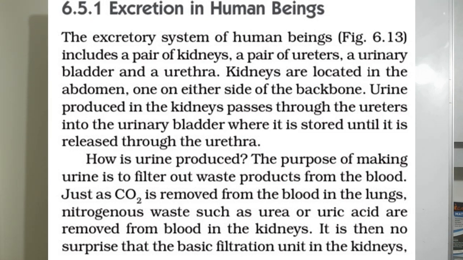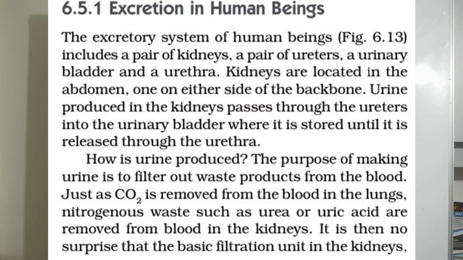The purpose of making urine is to filter out waste products from the blood, just as carbon dioxide is removed from the blood in the lungs. Nitrogenous waste such as urea or uric acid is removed from the blood in the kidney. It is then no surprise that the basic filtration unit in the kidneys, like in the lungs, is a cluster of very thin-walled blood capillaries. Each capillary cluster in the kidney is associated with the cup-shaped end of a tube that collects the filtered urine. Each kidney has a large number of these filtration units called nephrons packed close together.